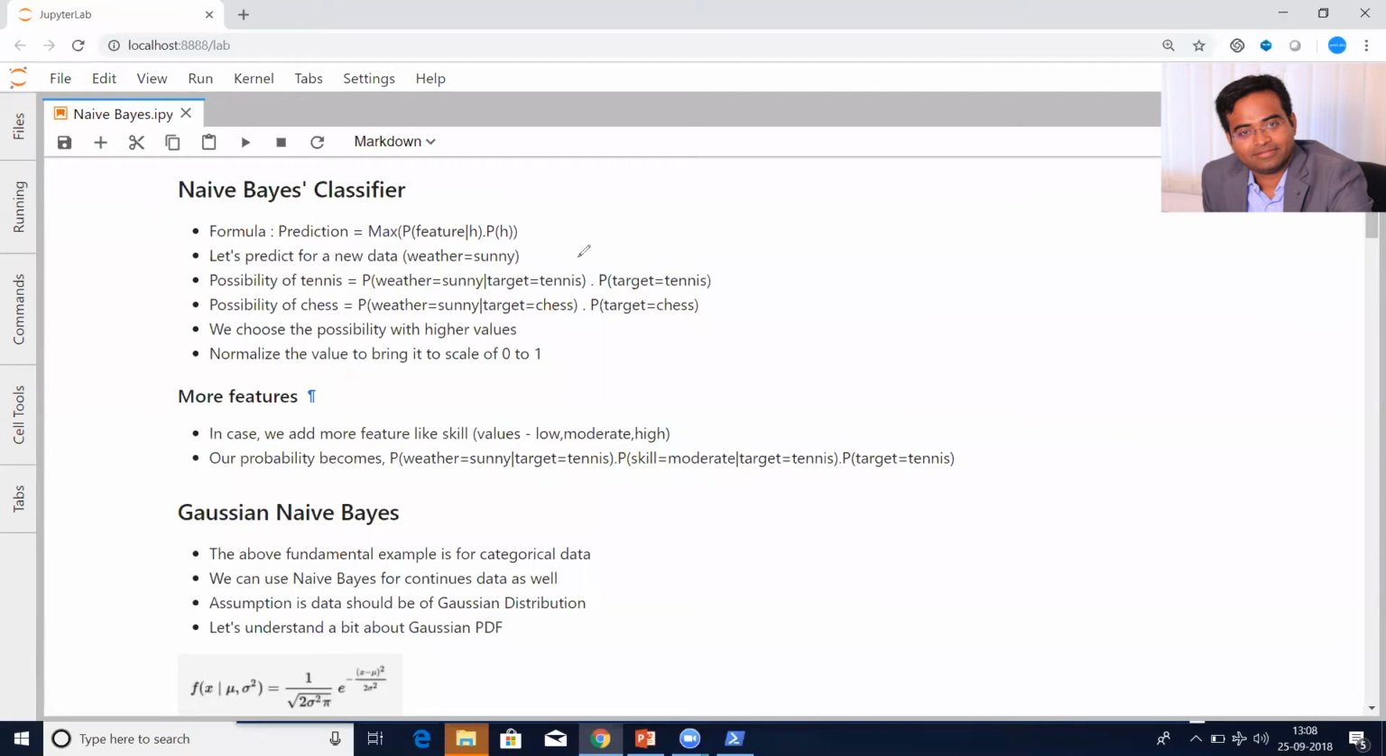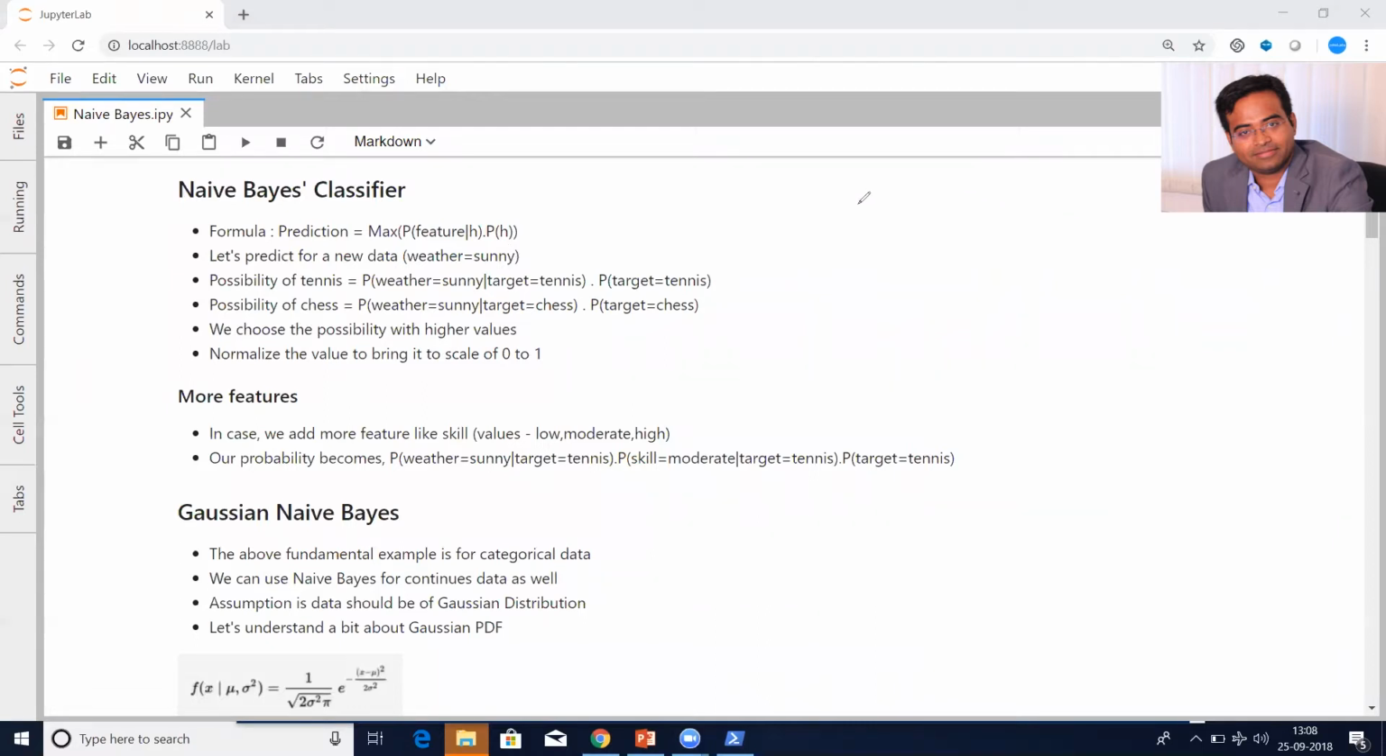Okay, so let's see now. Let's start with an assumption. For the same data set, we want to predict the probability of a person playing tennis if the weather is sunny. What will that person do if the weather is sunny? Will he play tennis or chess? That's what we want to figure out. For that, we have to figure out the probability of each of the events, the probability of that person playing tennis versus the probability of that person playing chess. Whichever probability is higher, that will be our final verdict.